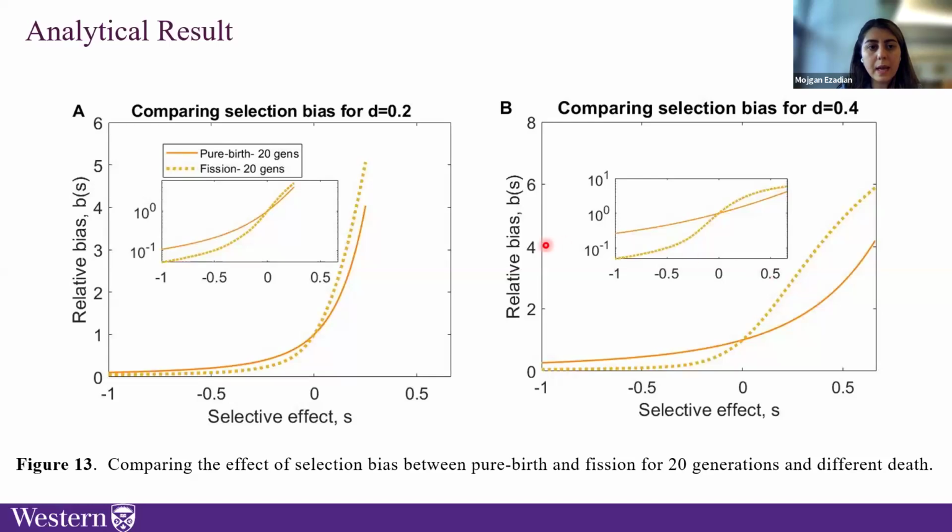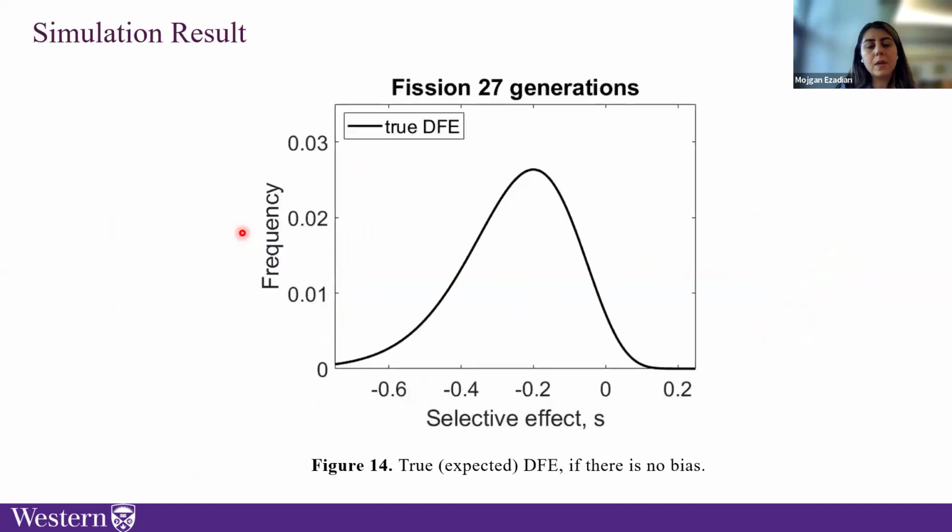And for both panel A and B, for the deleterious part, when S is negative, the relative bias for the deleterious part is for fission distributions always lower than the pure burst model. Okay, so then we simulated our experimental data in MA experiment.